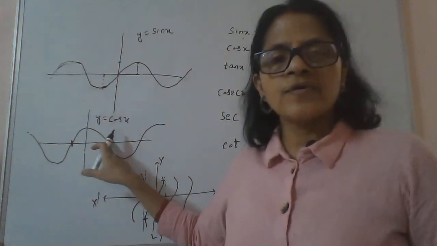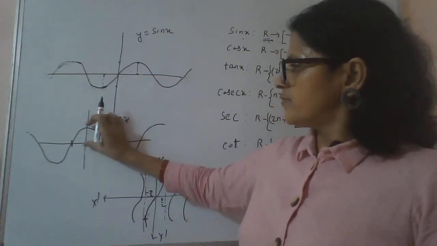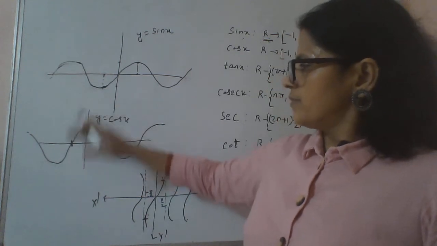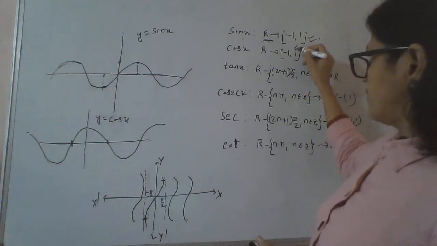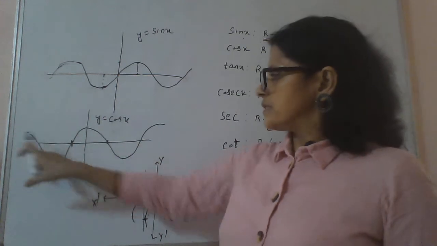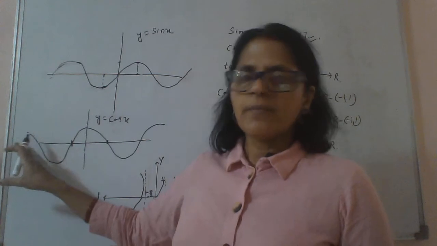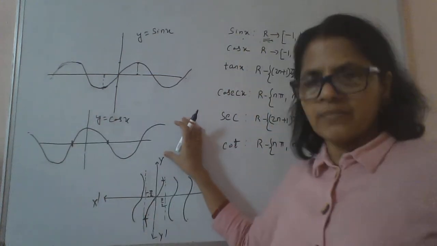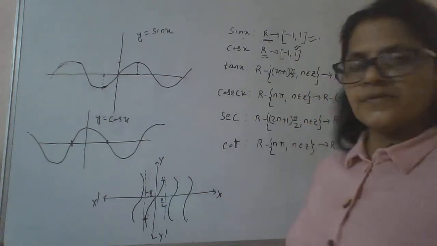Similarly, for the cosine function you can see y equal to cos x, maximum height is 1, minimum height minus 1. The height means along the y axis. So the range or codomain equals the closed interval minus 1, 1, and for the domain, you can see the nature of the graph here. The graph is extending from minus infinity to plus infinity. It means we are covering the whole number line. It means the domain of the function is the set of real numbers.